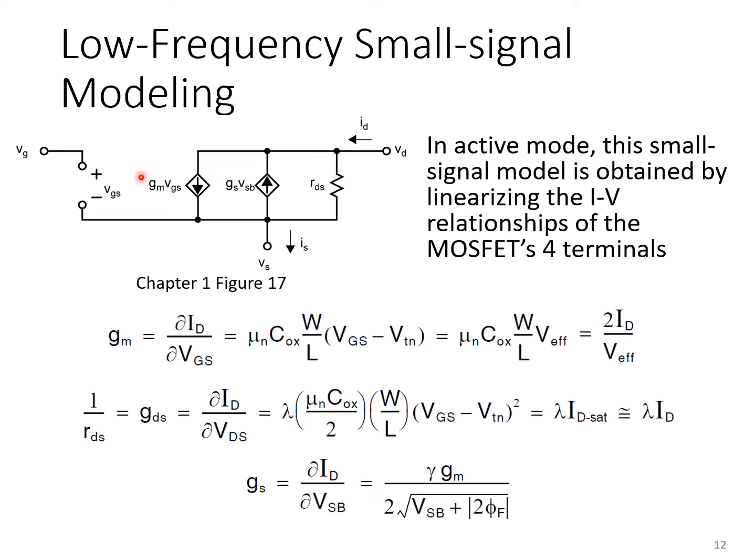So the transconductance of the MOSFET, GM, captures the linear part of the dependence of drain current on gate source voltage. RDS captures the dependence of ID on VDS in active mode with a linear term. And finally, we've got the body effect modeled here by this transconductance GS, and it results in a current that's dependent on the source to body potential. And again, each of these is obtained by linearizing these large signal drain current expressions with respect to terminal voltages.